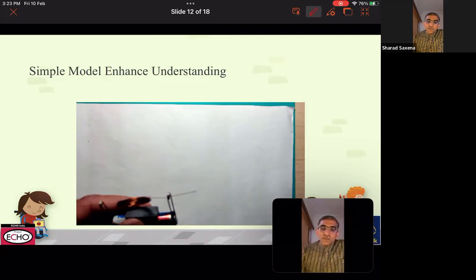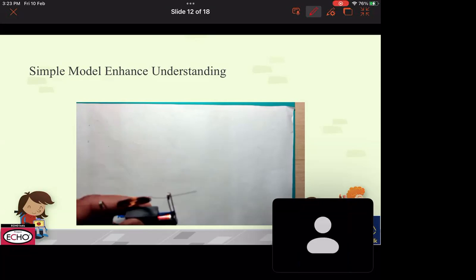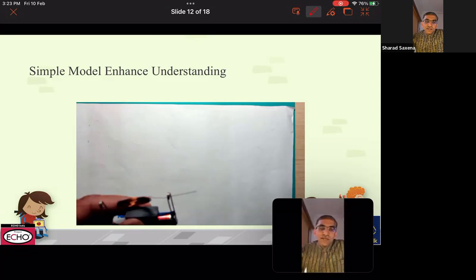First is the Ampere's thumb rule. It says that if there is a current carrying conductor and you hold it in your hand like this, with the thumb showing the direction of current, then the curling of the fingers shows the direction of the magnetic field. So that is the first thing which comes in electromagnetic induction.